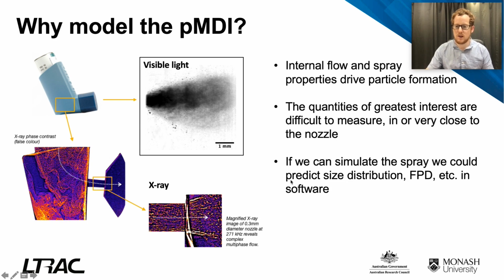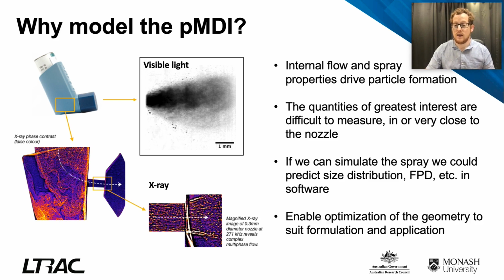However, if we could simulate the spray, we would know all of these things, and we could then attempt to predict the size distribution and the fine particle dose, for example, in software. And this would make prototyping much easier and would enable us to optimize the geometry of an actuator for a given formulation as a package. And so this would then be able to be done at much lower cost than repeated laboratory testing.